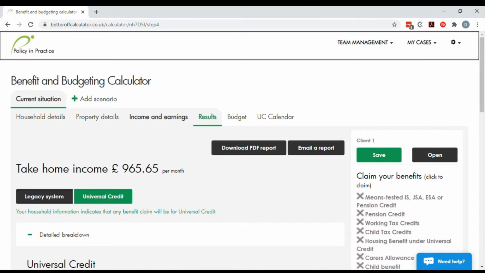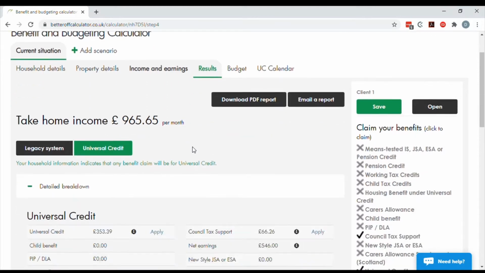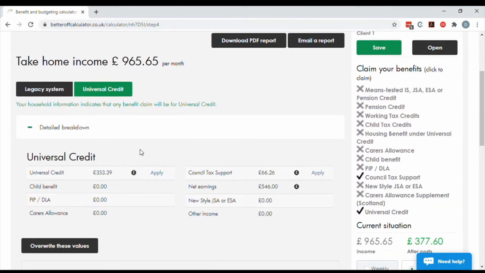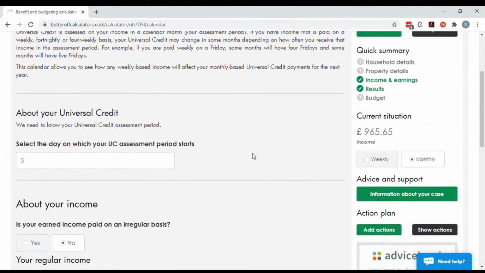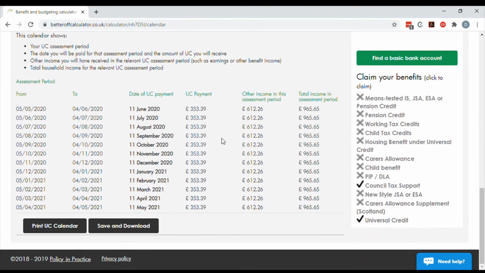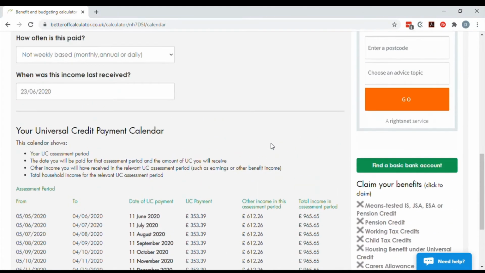So you can see here that I've set up a case receiving regular earnings, and we can see the benefits they would be getting. And that's on our results tab. If we move to the Universal Credit Calendar tab, we can then see how that income breaks down monthly. And because we have regular earnings, we also have a regular universal credit payment, and level income that's steady every month because of that monthly earnings.